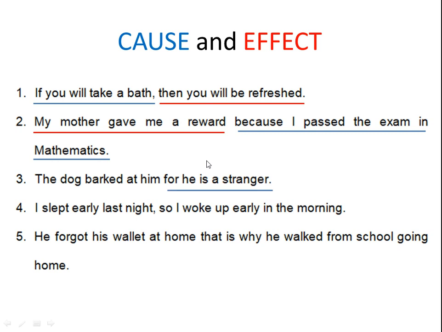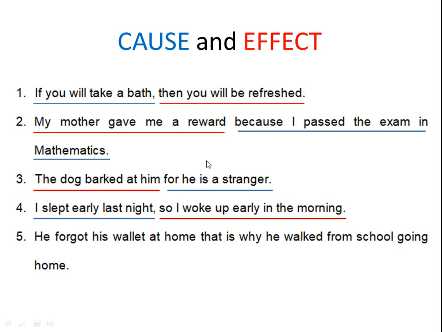Siya ay stranger. Ang effect nun, tumahol yung aso. Number 4, I slept early last night so I woke up early in the morning. Ang cause po dyan ay natulog siya ng maaga kagabi. Ang effect nun ay nagising siya ng maaga kinabukasan.